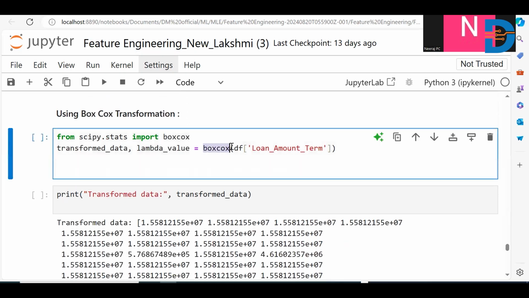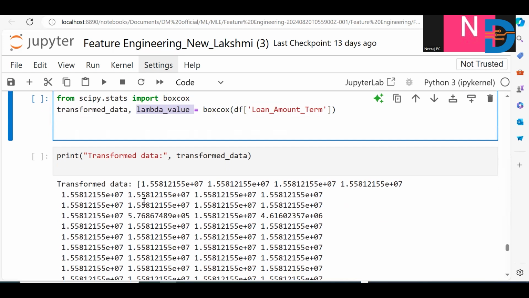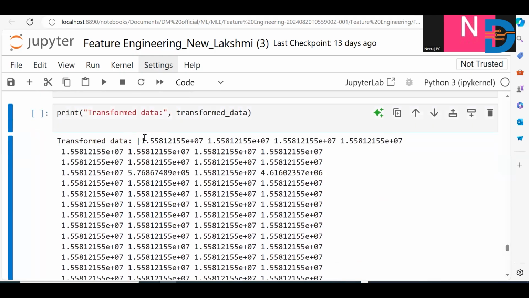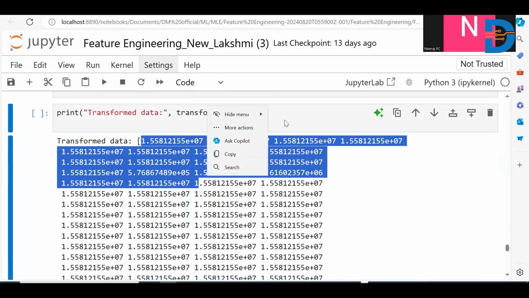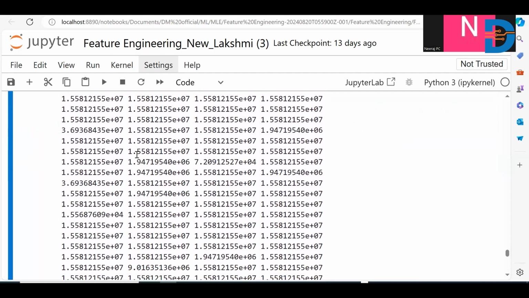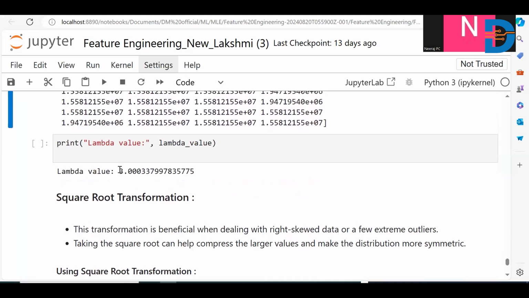By fitting this particular loan amount term column into the Box-Cox, we can see we have transformed the data. This output I'll be storing in two variables: the transformed data and the lambda value. If I go ahead and print the transformed data, this is our transformed data. As per the formula I have shown you, it got applied on each and every data point, and lambda at the back end got calculated. This is our transformed data, and this is our lambda value.